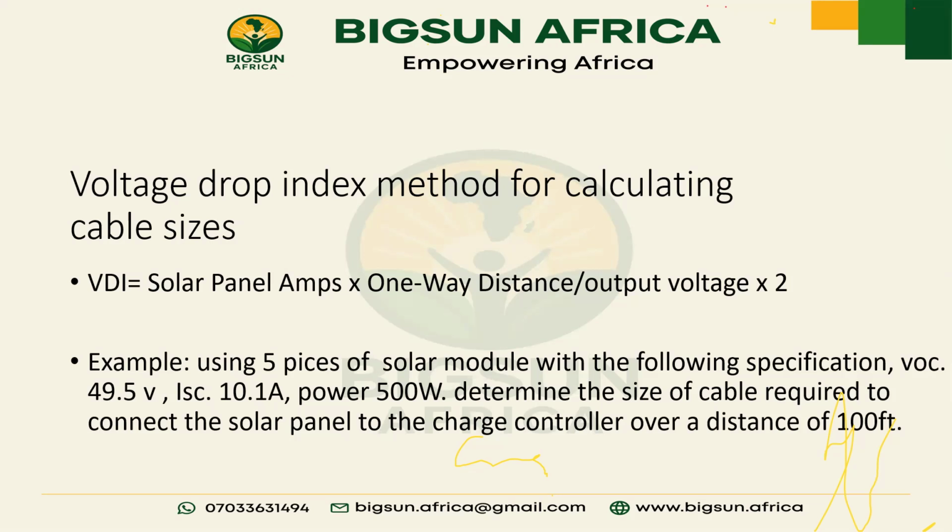So let's apply this to our formula. Our VDI is going to be equal to the total solar panel current, 65.65, times 100 feet, all over 49.5 times 2. So what is 65.65 times 100 going to give us?